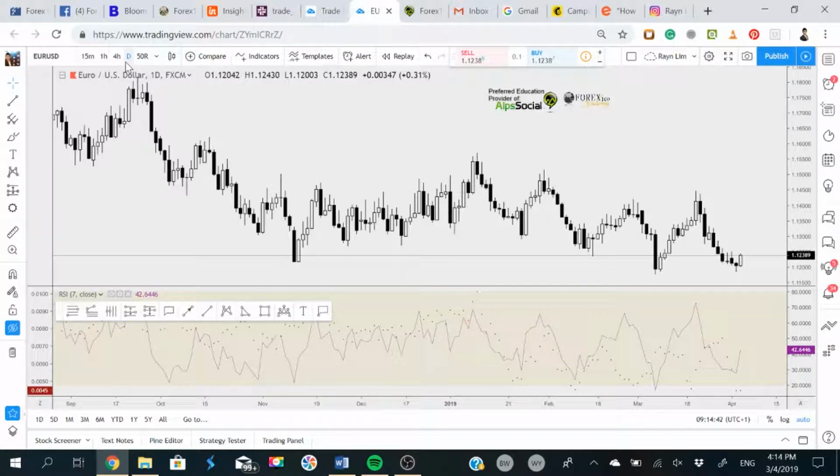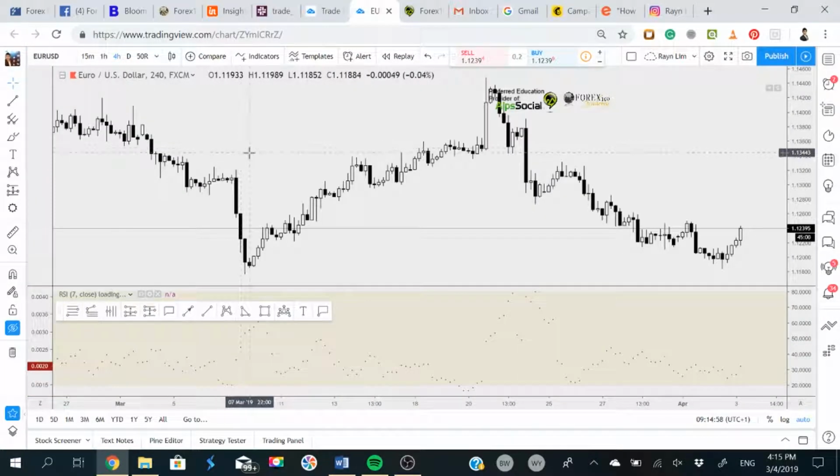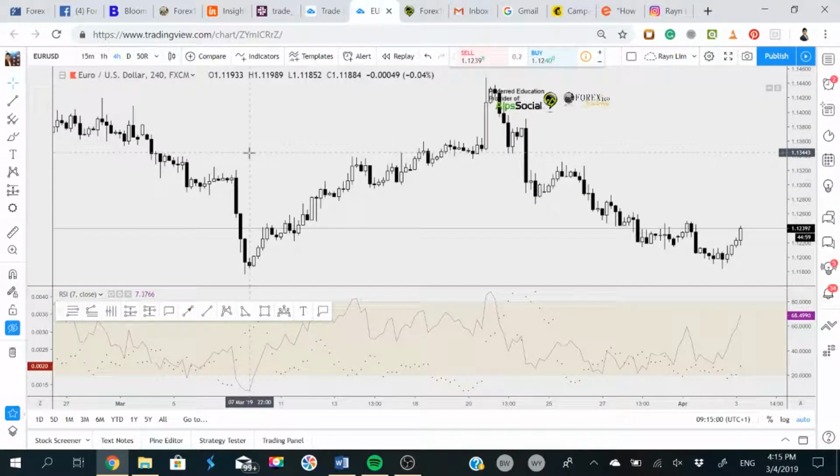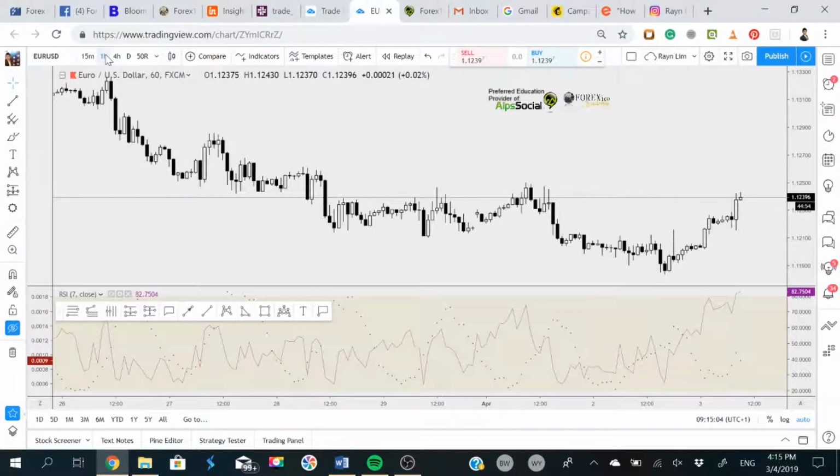So Euro dollar on the daily chart, we can see that it's a downtrend movement and it has reached the support line. It's a great signal for counter trend traders to take note, because it has tested the support, a potential counter trend trading opportunity, which means a buying opportunity on the 4-hour chart. This is what we have. Head down to the 1-hour chart over here.